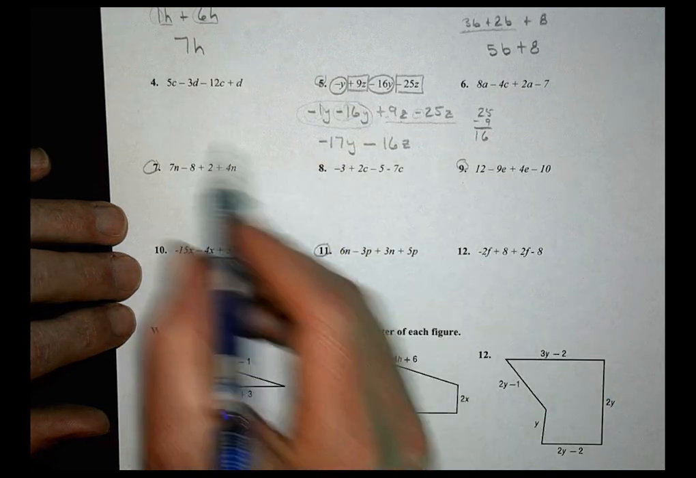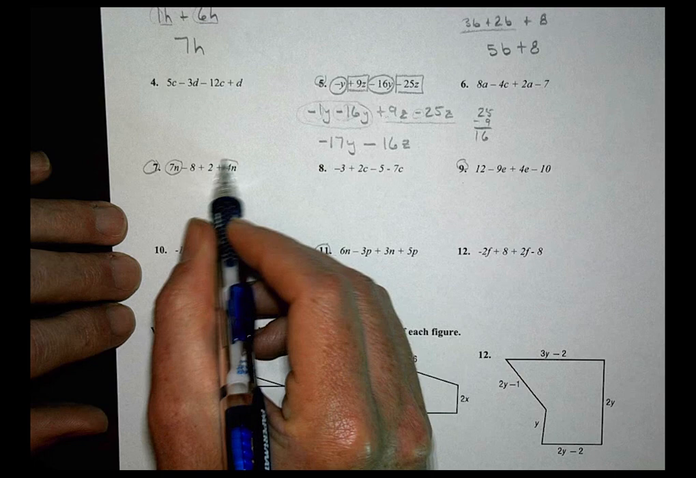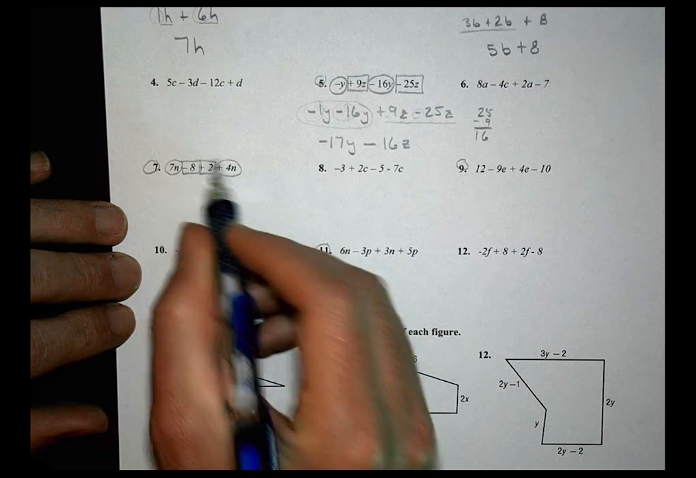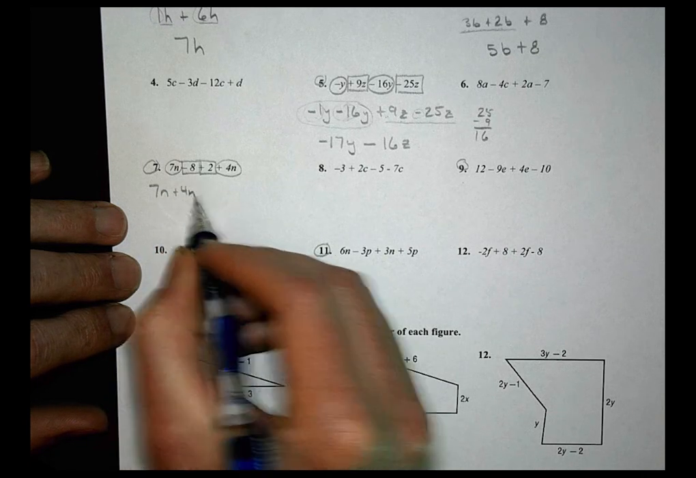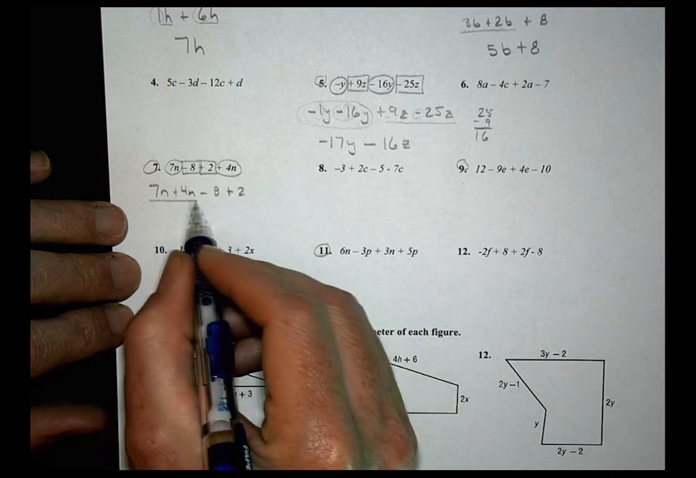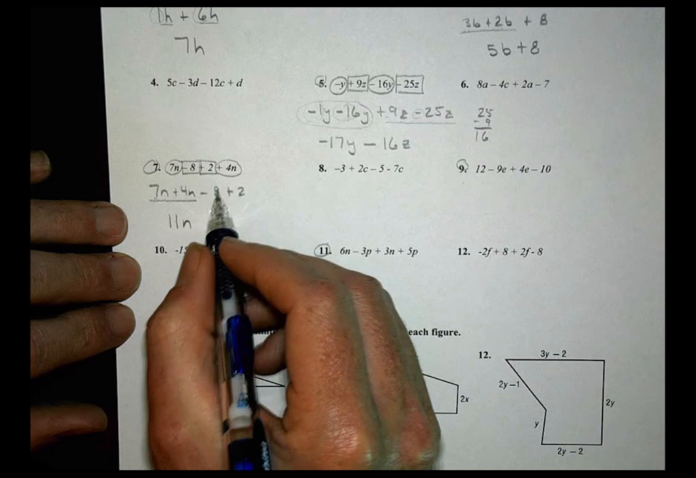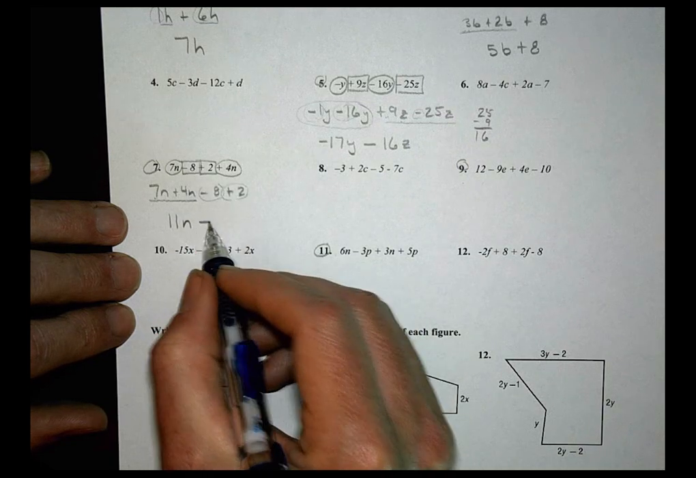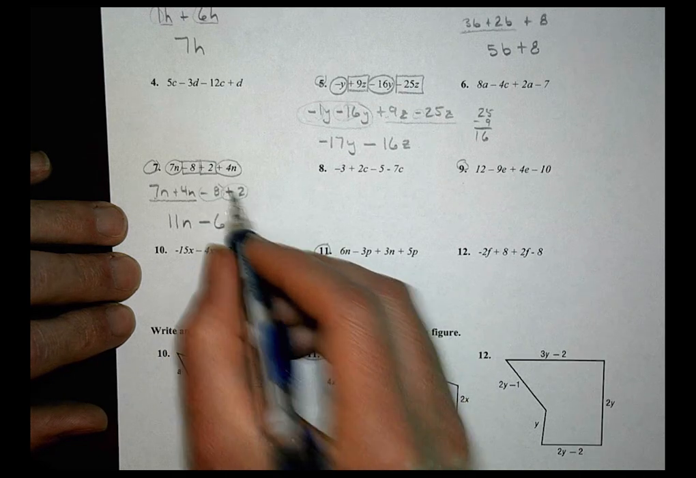For number 7, we have 7n, we have 4n, and then we have these constants, minus 8 and plus 2. So rewriting it, I have 7n plus 4n minus 8 plus 2. We can combine our like terms. 7 plus 4 becomes 11n, and then a minus 8 plus 2 more becomes a negative 6. It's real important you're able to do that part there.